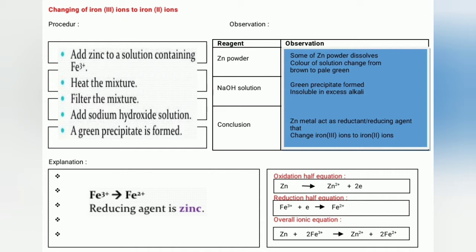Zinc atoms lose two electrons and are oxidized to zinc ions. This explains why zinc powder dissolves in iron(III) sulfate solution. Iron(III) ions accept the electrons and are reduced to iron(II) ions. In this reaction, iron(III) ions act as the oxidizing agent, whereas zinc metal acts as the reducing agent.